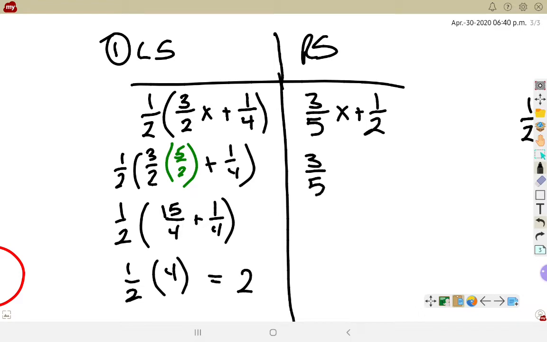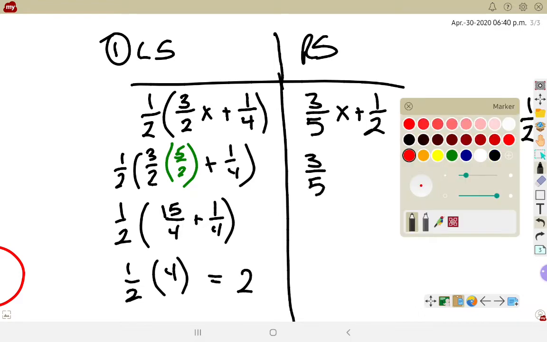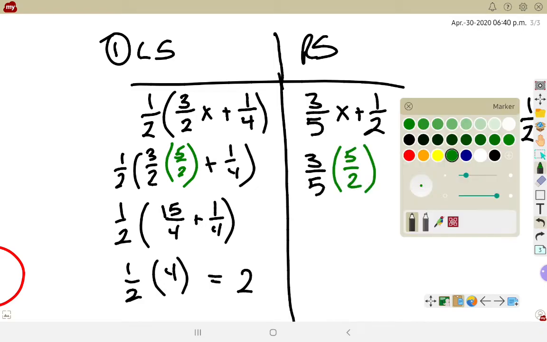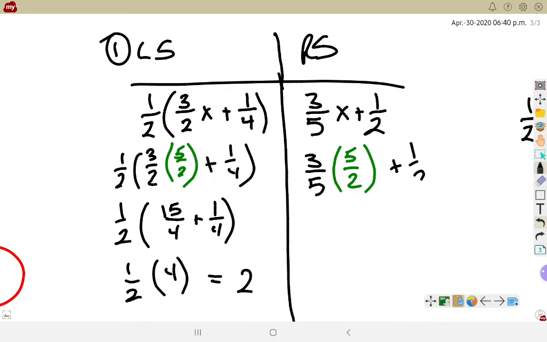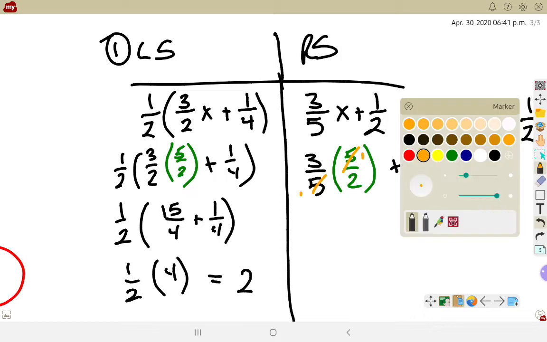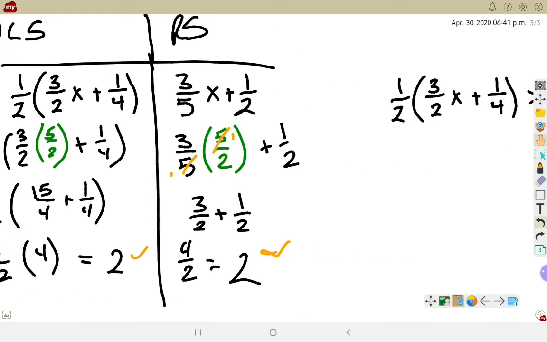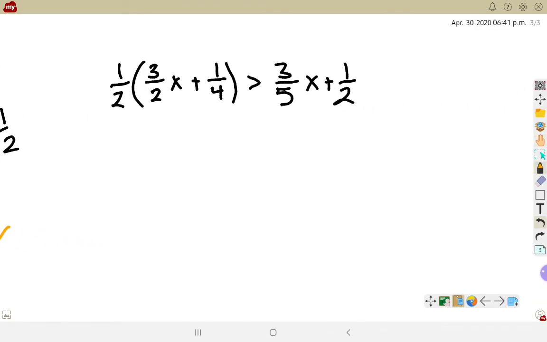Alright, on the other side here we've got 3 over 5. Instead of x, we're going to put in that value of 5 over 2. And then we still have to add the 1/2. Okay. This one's nice. The 5's cross-reduce, and we get 3 over 2 plus 1 over 2. So 3/2 plus 1/2, and that's 4/2, and that's 2. So there we go. We've got the left side and the right side are equal when we substitute that boundary point back in.